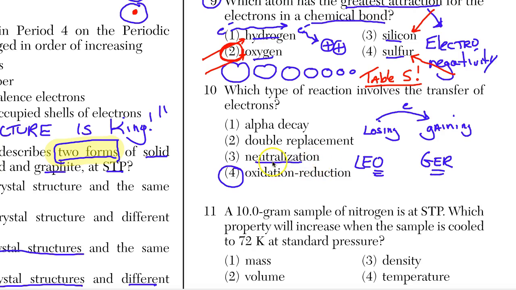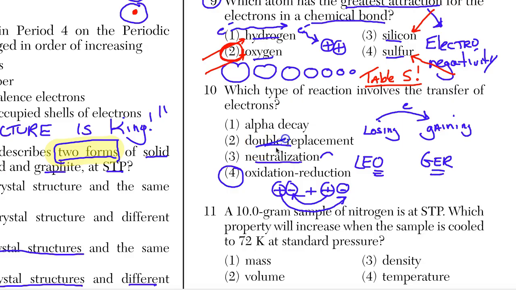Neutralization is where you're losing and gaining protons. Remember, acids give off the H pluses and bases. Double replacement is where we have positive and negative ions from two aqueous solutions, and all you're doing is switching partners. This positive goes with this negative, this positive goes with this negative.